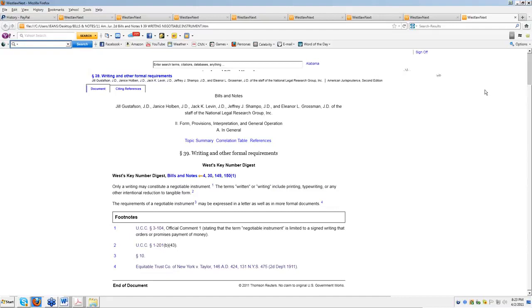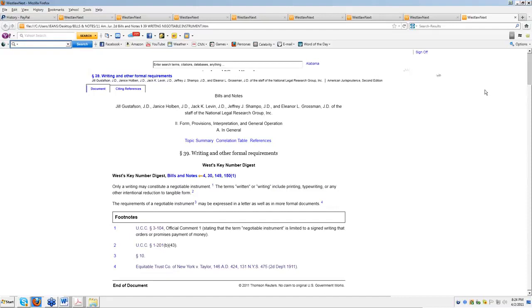What does this say? Can you read my screen? Where, what am I reading? This is Writing and other formal requirements. What does that Bills and Notes say? Only a writing may constitute a negotiable instrument. The terms written or writing include printing, typewriting, or any other intentional reduction to tangible form. The requirements of a negotiable instrument may be expressed in a letter as well as in more formal documents. Would you repeat that again? Read that again. Listen carefully, guys, the requirements of a negotiable instrument may be expressed in a letter as well as in more formal documents.